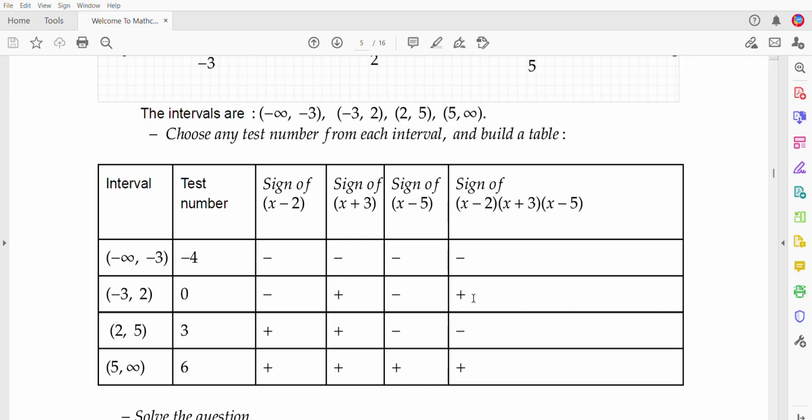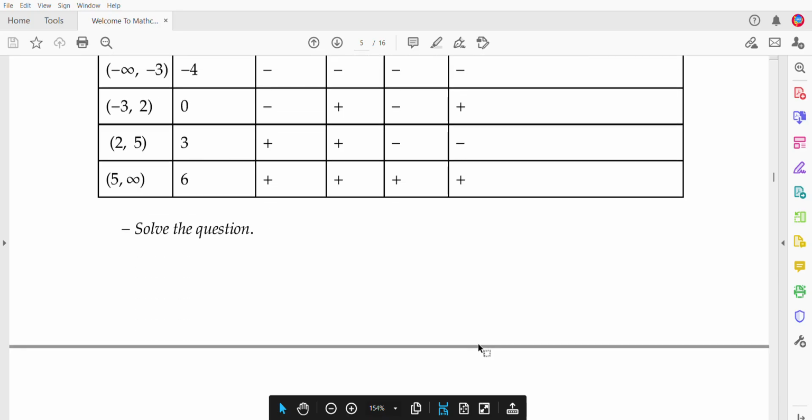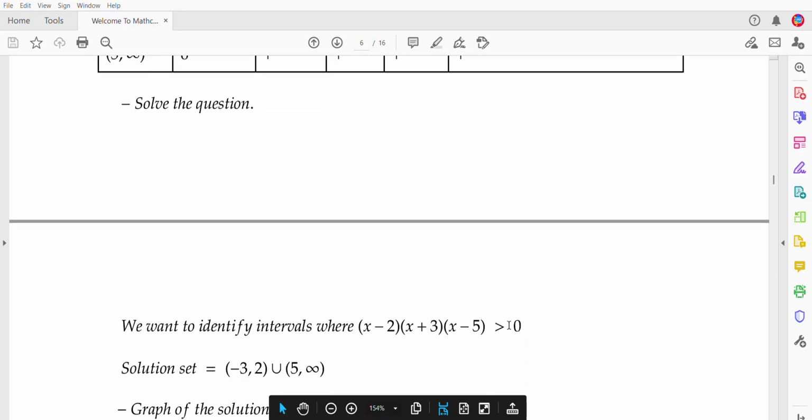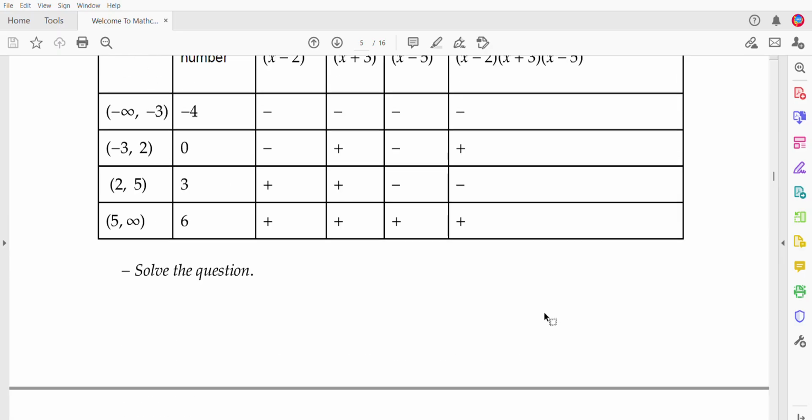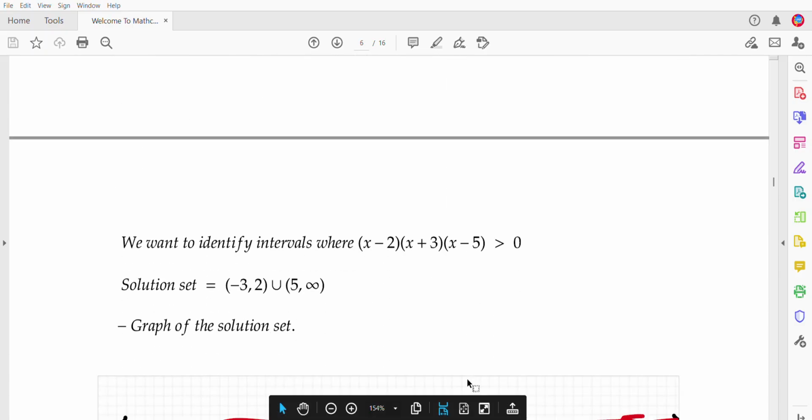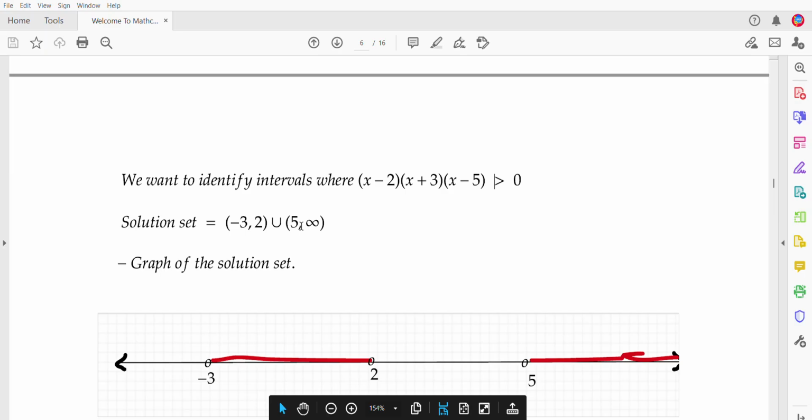Now, go back to the original question. It is greater than 0. That's the requirement. Greater than 0 means positive. So you're looking for positive signs here and here. So the solution set is the intervals with a union. U stands for union. You are taking more. That's the union of these intervals. Graph: just shade the region between the numbers which represent the intervals. Notice, an open interval means the endpoints are excluded.